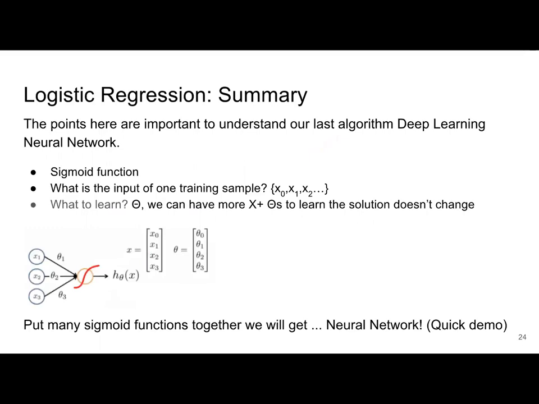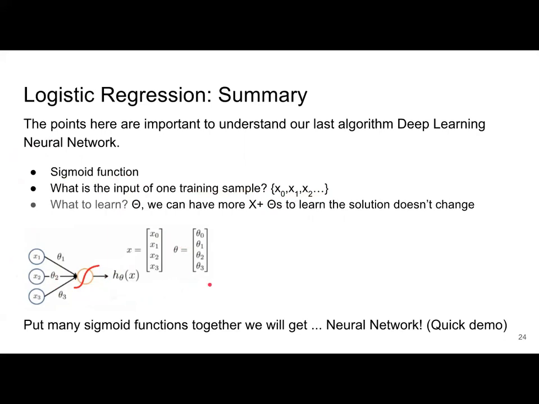So in summary, what to take away from this model? What's important for neural networks is, first, the sigmoid function, the shape of the sigmoid function. Second, to notice what the inputs are. We have x0, x1, x2 as the input. Say x1 can be the size, x2 can be the shape, x3 can be the color. We take one example and these values are the input. Third, what to learn: we want to learn theta 1, theta 2, theta 3.